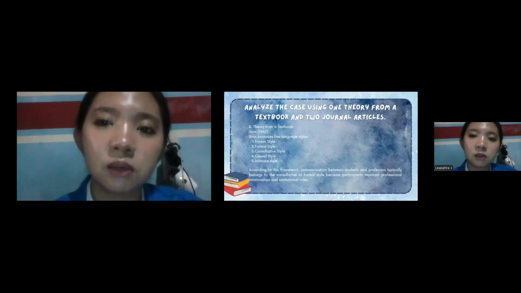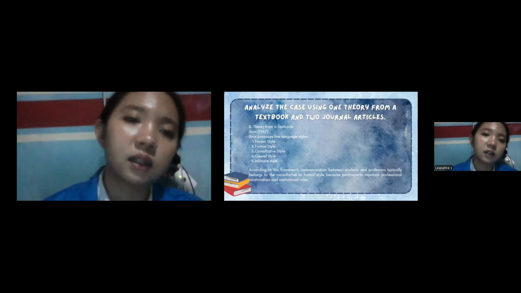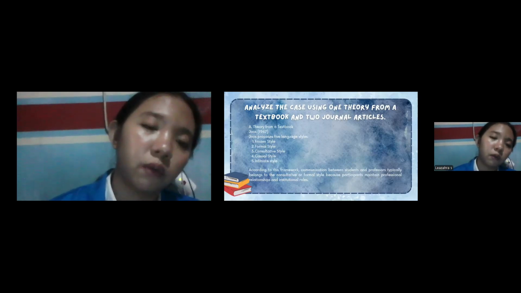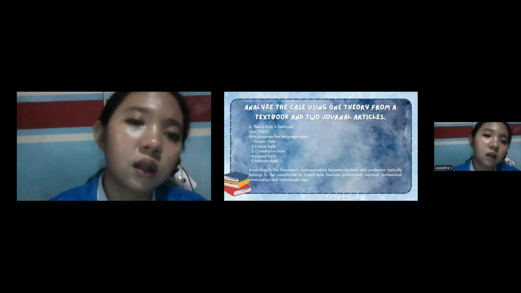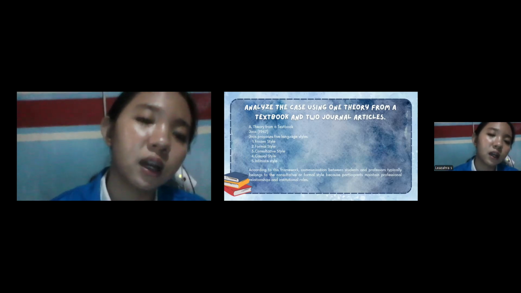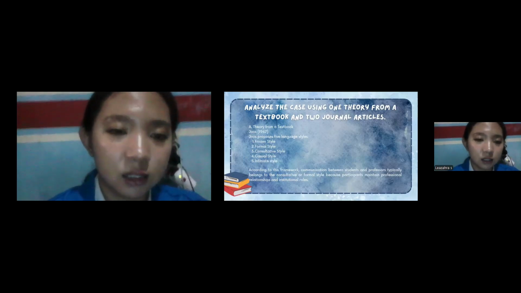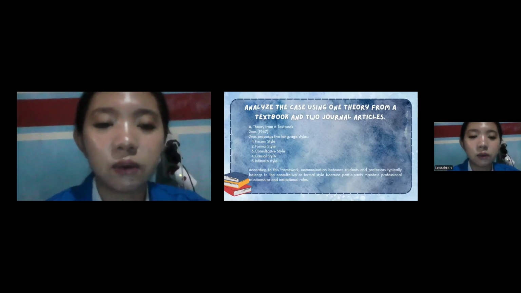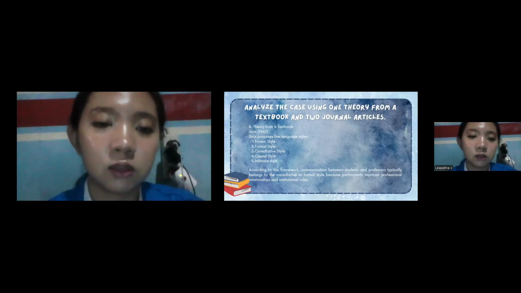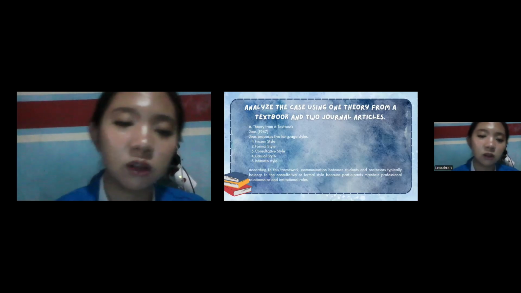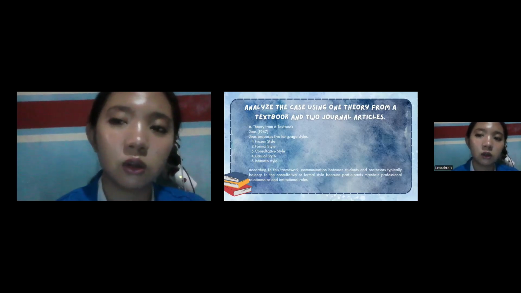Analyze the case using one theory from a textbook and two journal articles. A. Theory from a textbook. Joos proposed five language styles: frozen style, formal, consultative style, casual style, and intimate style. According to this framework, communication between students and professors typically belongs to the consultative or formal style because participants maintain a professional relationship and institutional role.